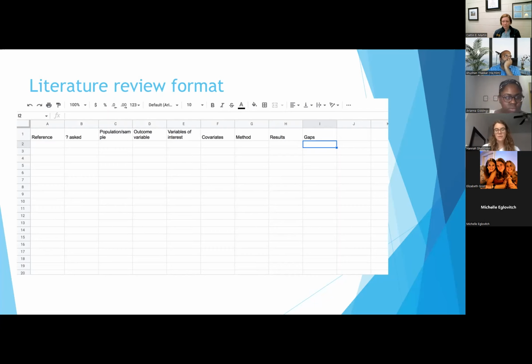And so as you can see here, it's what question did they ask? What population did they do or focus on? What was the outcome variable? What were the variables of interest? Covariates, so what were people controlling for, or what were the moderators, mediators, what method did they use, and then the results, and then gaps, and then I usually have an extra column that's just like things that I think are important. And that can also be that extra column.